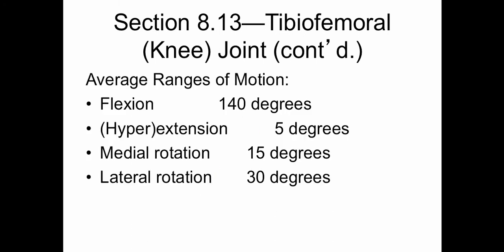When measuring the average range of motion of the leg at the tibiofemoral joint, extension is expressed as hyperextension in this table because the tibiofemoral joint is fully extended in anatomic position. So, the further 5 degrees of extension are considered to be hyperextension. It should be noted that rotation measurements are taken with the knee joint flexed at 90 degrees.